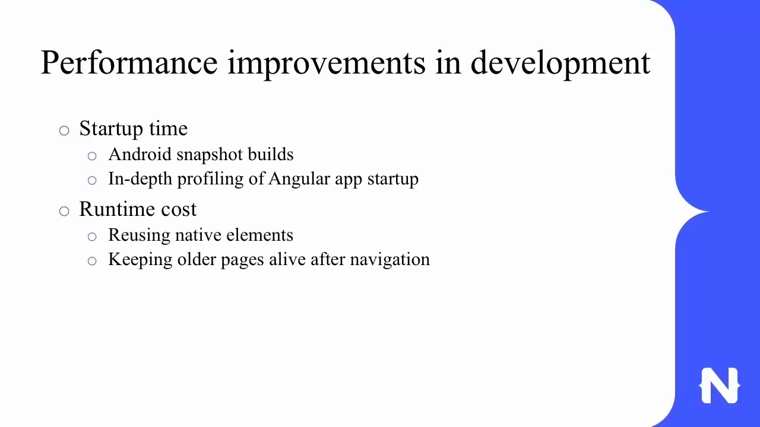And for runtime costs, we have a few things as well. We think we can do some work reusing native elements so that we don't have to continuously allocate some of these native controls that we're going to be using over and over again. And we also want to do some work to keep older pages alive after navigation, meaning if the user navigates from page A to page B, if we keep page A and its components alive, then it makes backwards navigation if the user goes back from B to A a whole lot faster. All of these optimizations are things that we hope to ship to you in the near future.